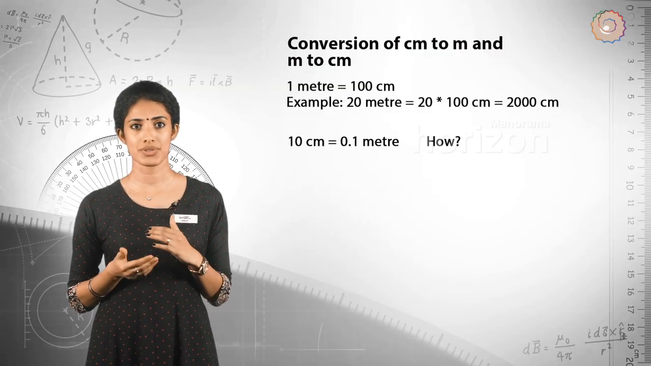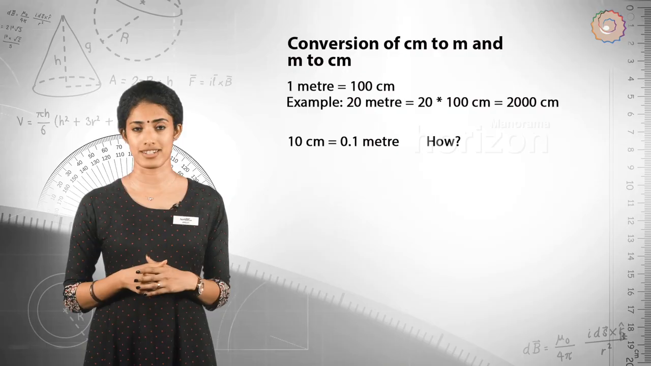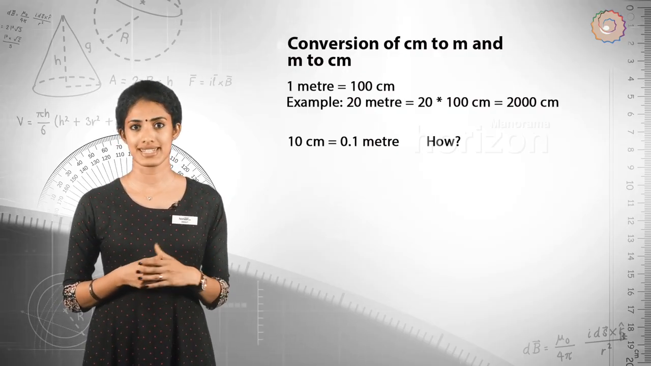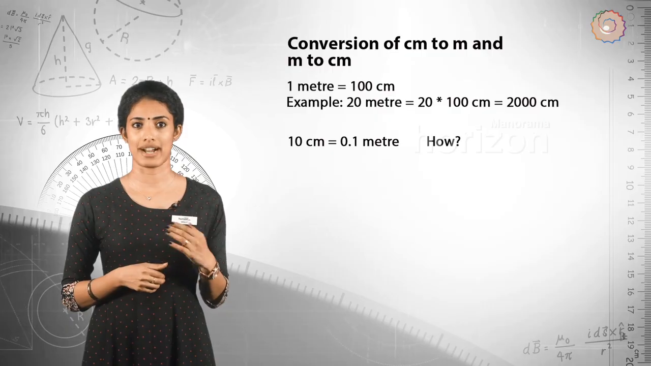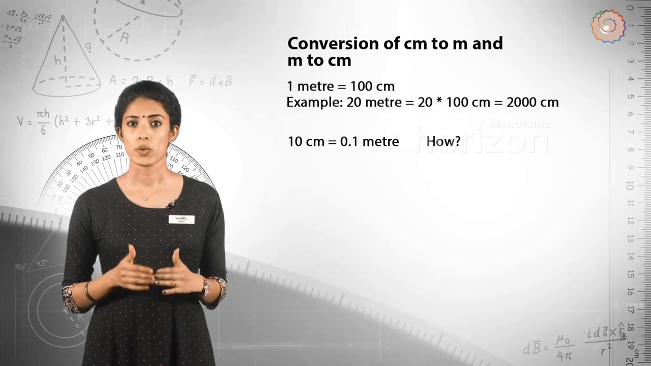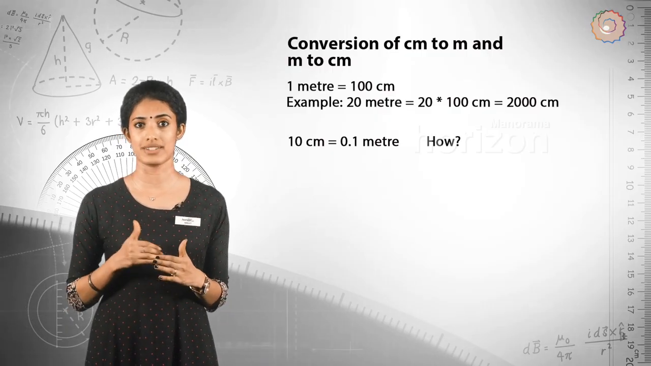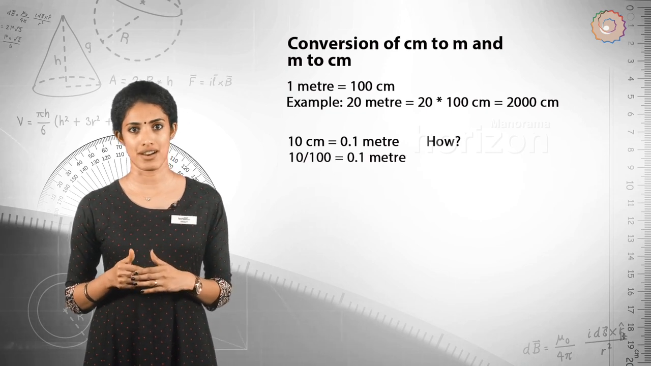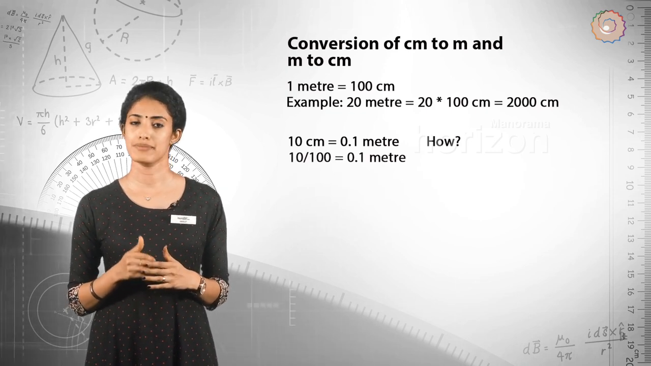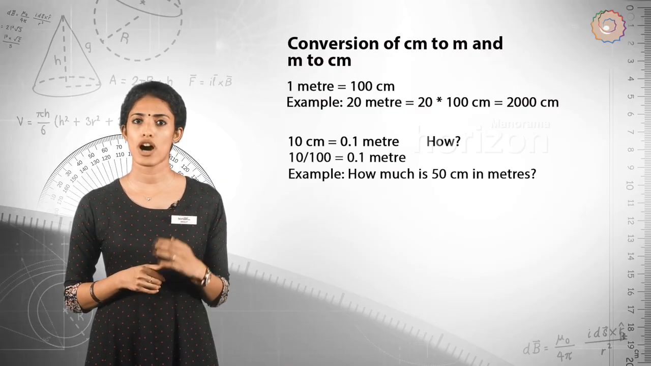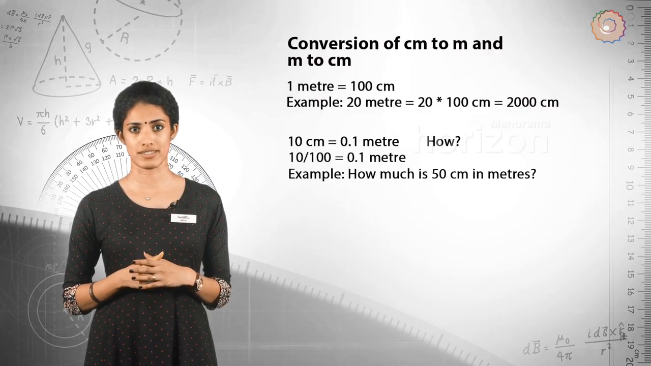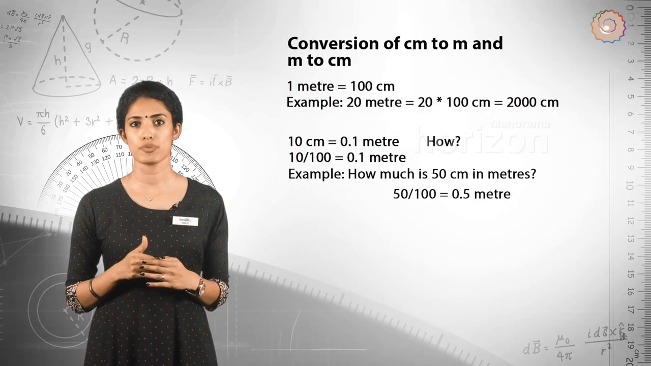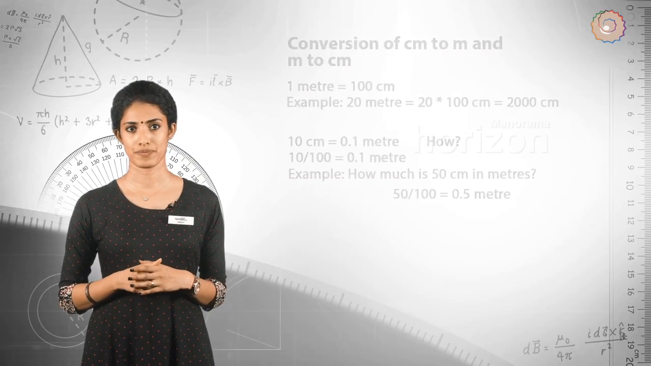Also, what if I asked you to convert 10 centimeters into meters? How is that obtained now? In the previous condition, I multiplied by 100. Here, we divide by 100 to obtain the result in meters. Therefore, 10 divided by 100 gives you 0.1 meter. So how much is 50 centimeters in meters? Therefore, 50 divided by 100 gives you 0.5 meter.